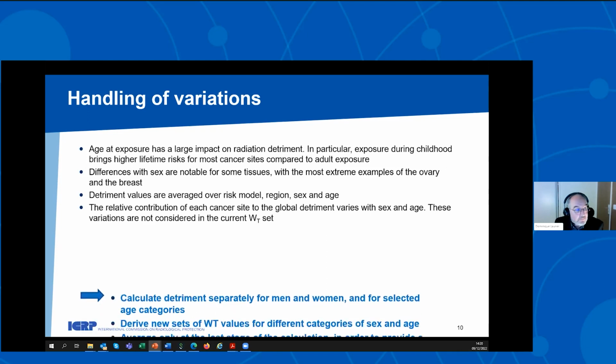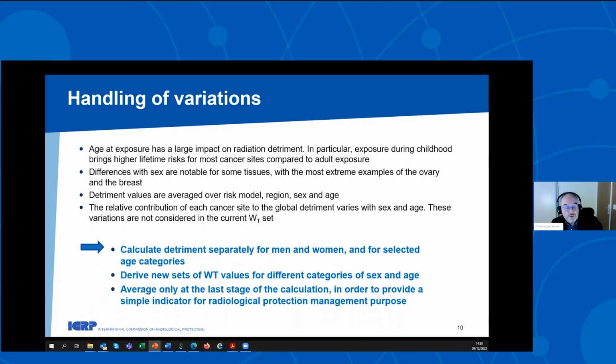radiation protection system. So one route of evolution in the calculation of the detriment, again, is to calculate detriment separately for men and women and for selected age categories. Also to derive new sets of WT for different categories of sex and age. And the idea is not to provide a lot of different indicators of detriment, but to illustrate the variation of risk with age and sex, averaging only at the last stage of the calculation in order to provide a simple indicator for radiological protection management purposes.